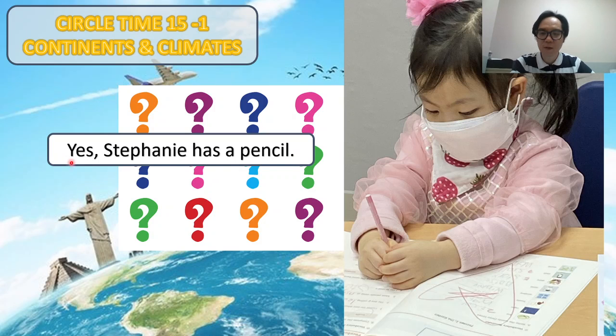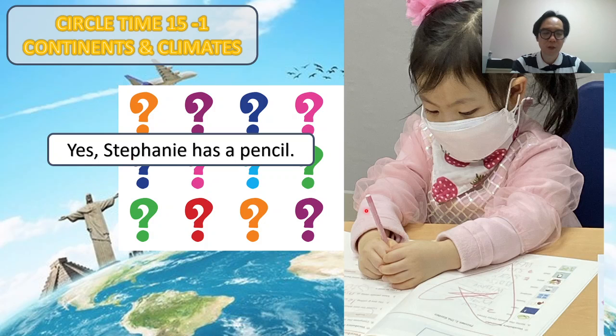And it begins with yes. When do you use the word yes? You use the word yes when you give an answer. So here we see, yes, Stephanie has a pencil. But if this is an answer, what do we need before that? We need a question. What question can we ask to get this answer? Yes, Stephanie has a pencil.